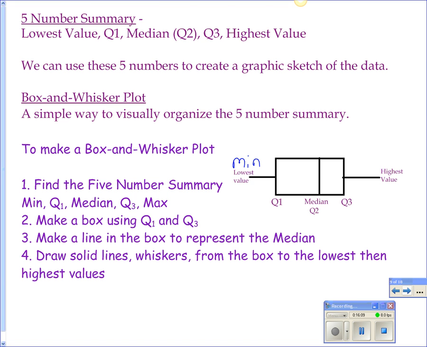Did y'all ever do any box and whiskers in middle school? A little bit? Have y'all ever seen them before?